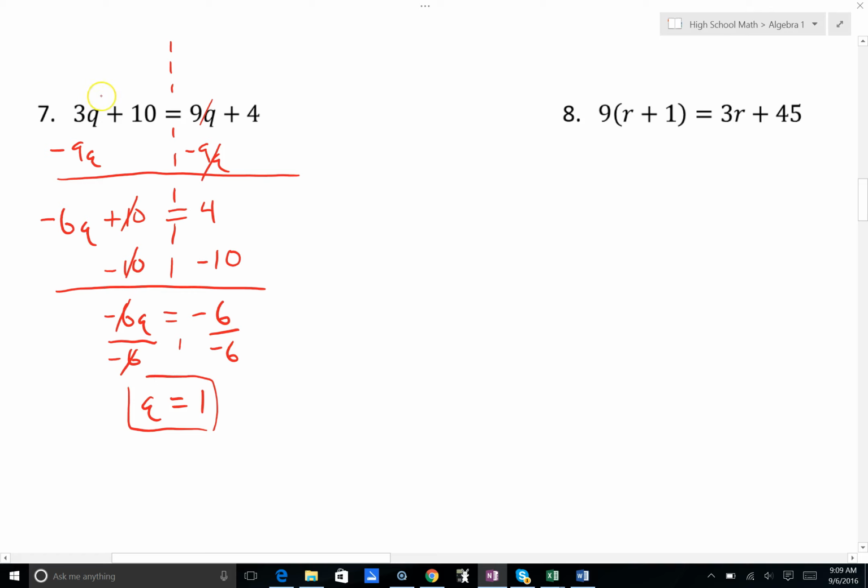I will show my substitution here. 1 in place of q, I'm left with 3 times 1 plus 10 equal to 9 times q, where q is 1. 9 times 1 plus 4. 3 times 1 is 3 plus 10 is 13. 9 times 1 is 9 plus 4 is 13. This statement is true. So I know q equals 1 is a solution.